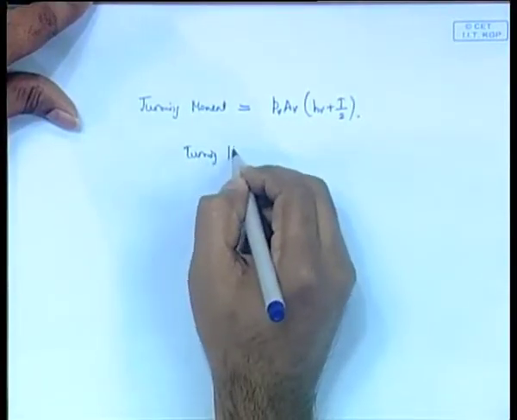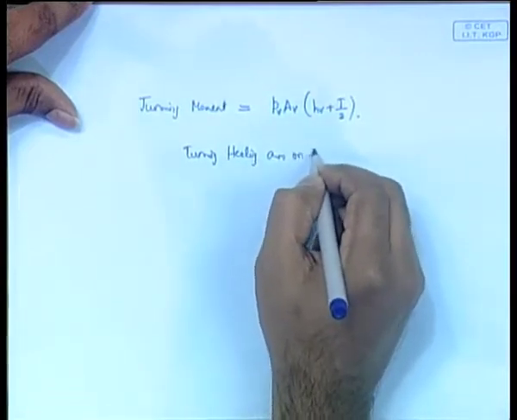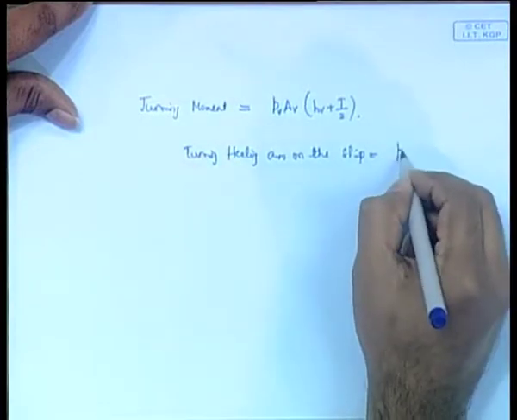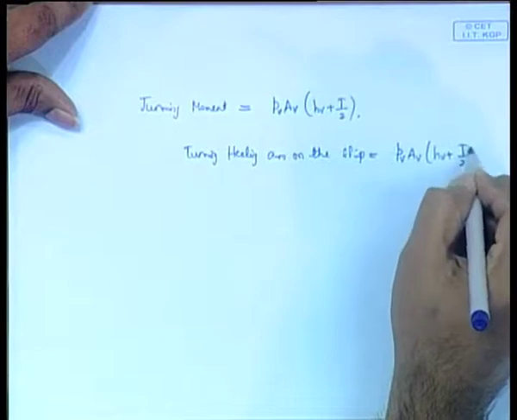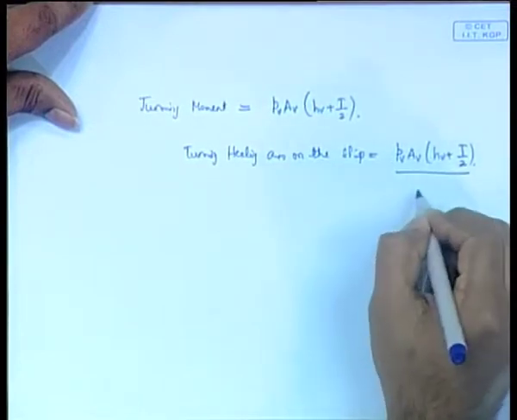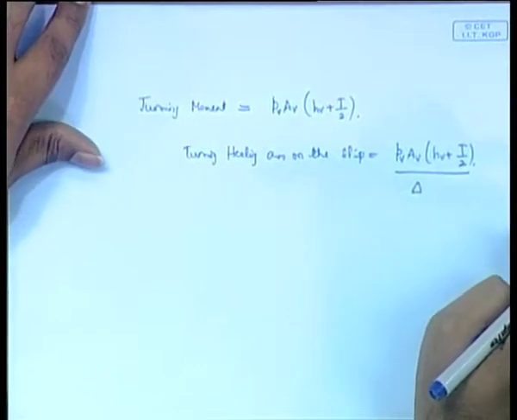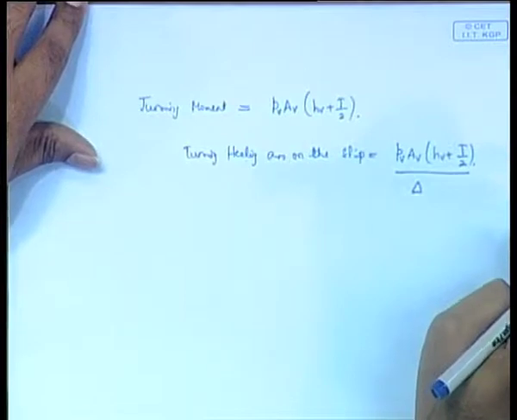that is the turning or heeling arm on the ship is this moment, which is PV AV into HV plus T by 2, this moment divided by delta of the ship. Okay, they have put G also, that means delta is in kilograms. Okay.